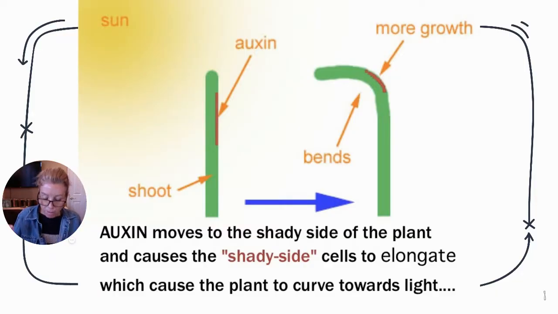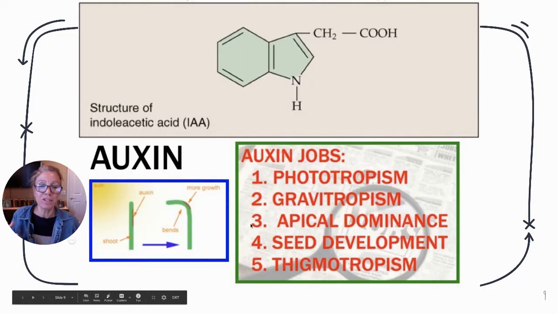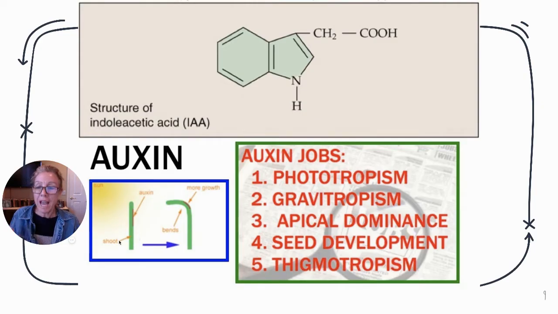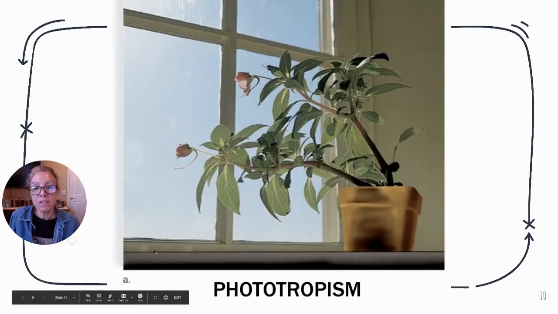So if you look underneath auxins, IAA is the most common. And you need auxin for embryo survival, but auxin does many things, right? I'm going to just list all the jobs that it does, and I'll touch on each one of those. But how does it enact phototropism, this growing towards the light? So this is an example.